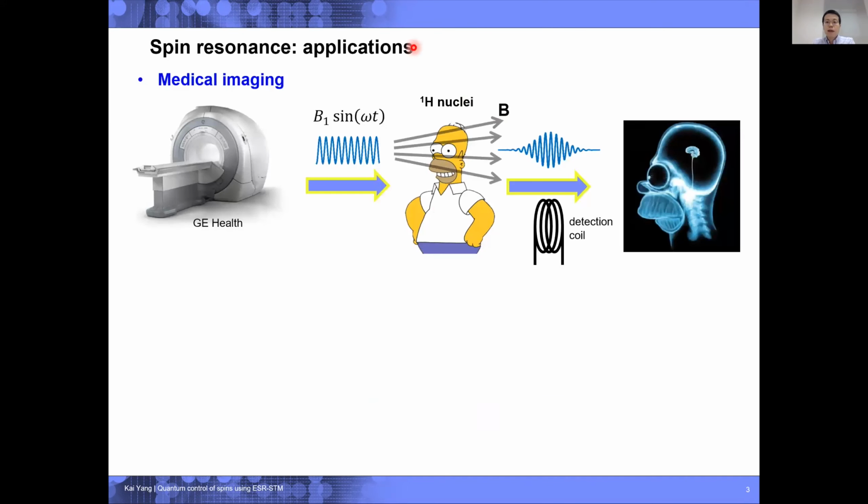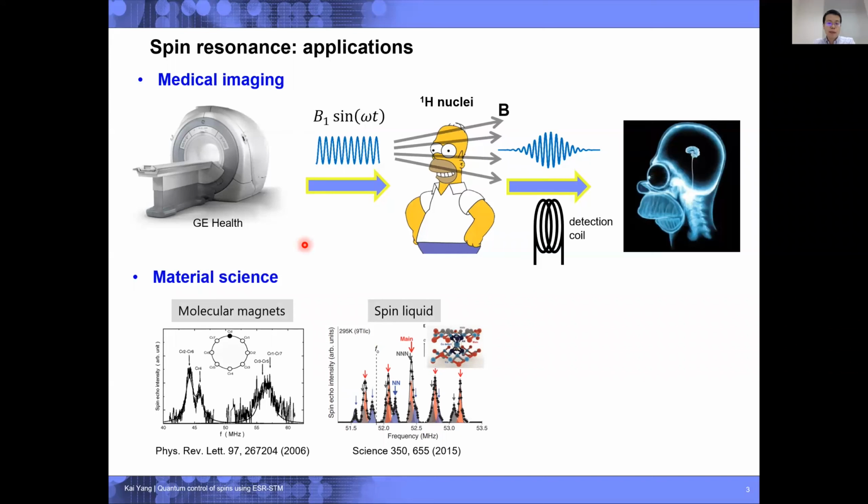Okay, so the most important application of the spin resonance is the magnetic resonance imaging in hospitals, where the doctors can take an image of the patient by measuring the nuclear magnetic resonance signals of the water molecule. And it is also very useful for exploring the basic science. For example, people have used the spin resonance to study the local spin distributions of molecular magnets. And also people have used the spin resonance to probe the magnetic properties of some exotic quantum materials, such as several quantum spin liquid candidate materials.